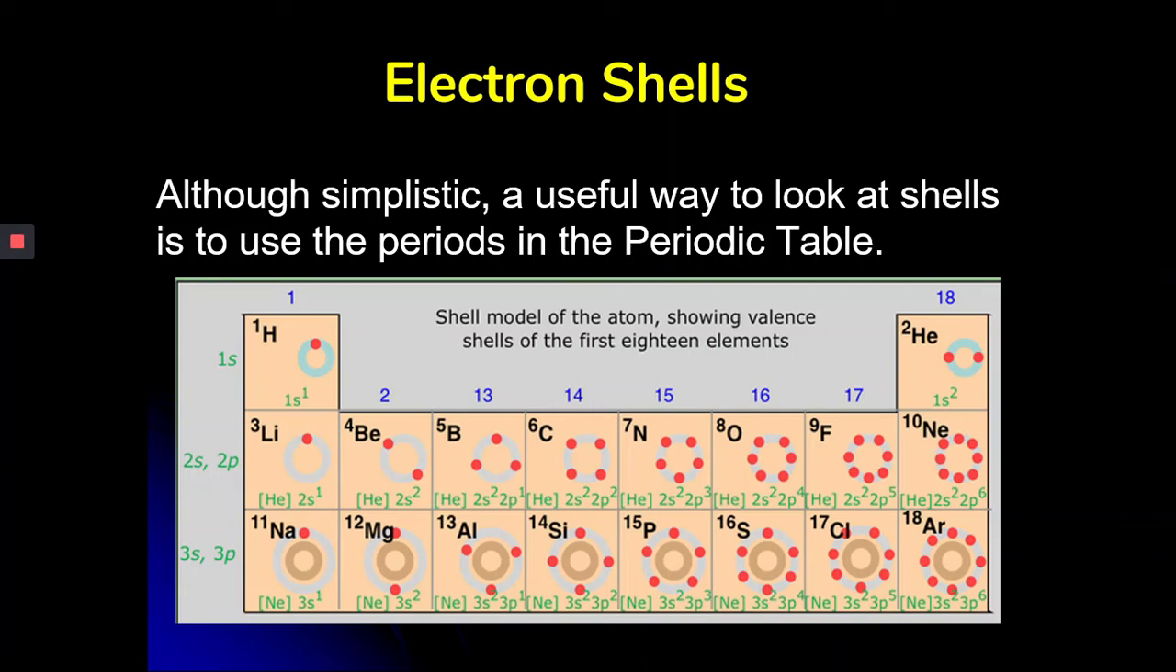Okay, so now we're going to move into the Electron Cloud and talk about how electrons are actually occupying this space. So first, electron shells. It's very simplistic, but a useful way to look at energy levels or shells is to use the periodic table, so that the energy level is represented by the row number. So row 1 is the first energy level, row 2 is the second energy level, row 3 is the third energy level, so on and so forth.